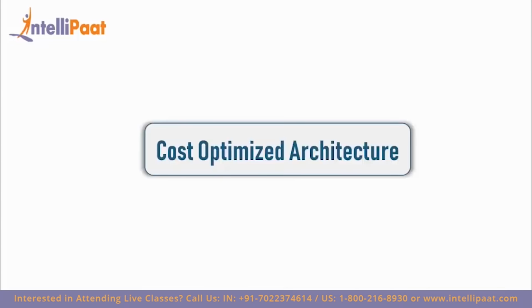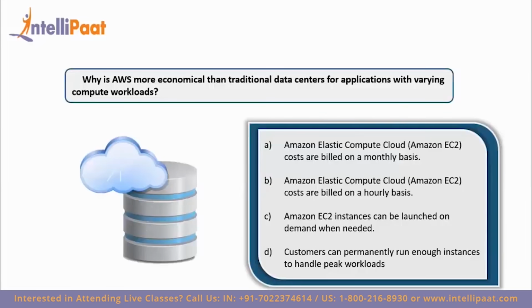All right. So our next domain deals with cost optimized architectures. So let's discuss these questions as well. So our first question is, why is AWS more economical than traditional data centers for applications with varying compute workloads? All right, so let's read out the options. So we have Amazon Elastic Compute costs are billed on a monthly basis. Okay. Amazon EC2 costs are billed on an hourly basis, which is true. Amazon EC2 instances can be launched on demand when needed, true. Customers can permanently run enough instances to handle peak workloads.